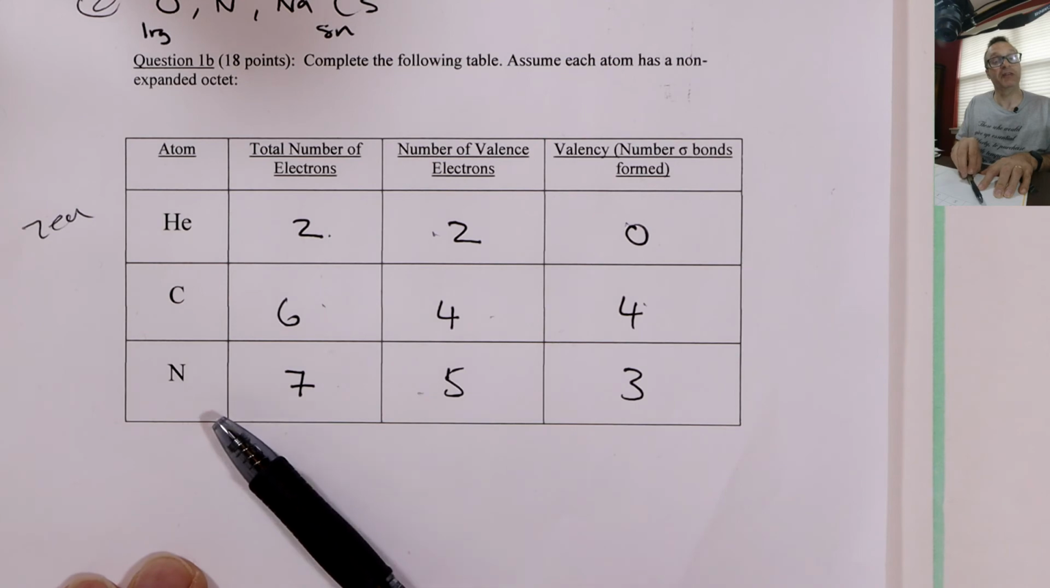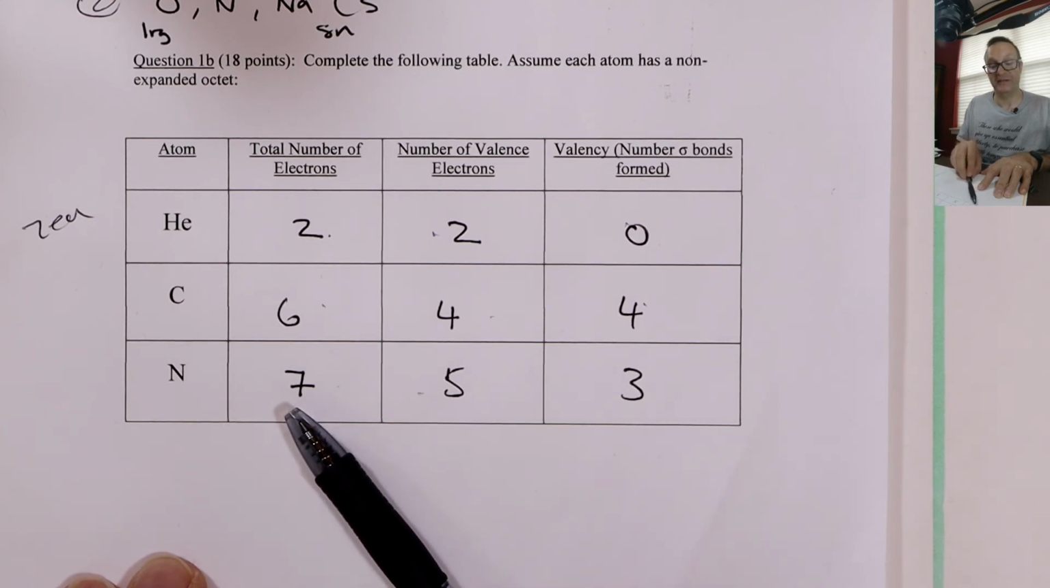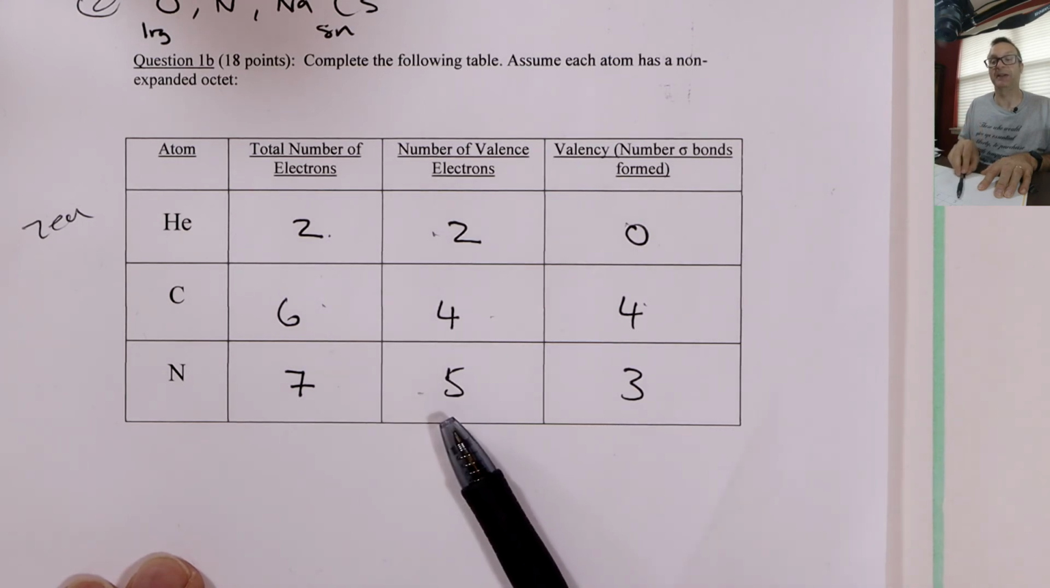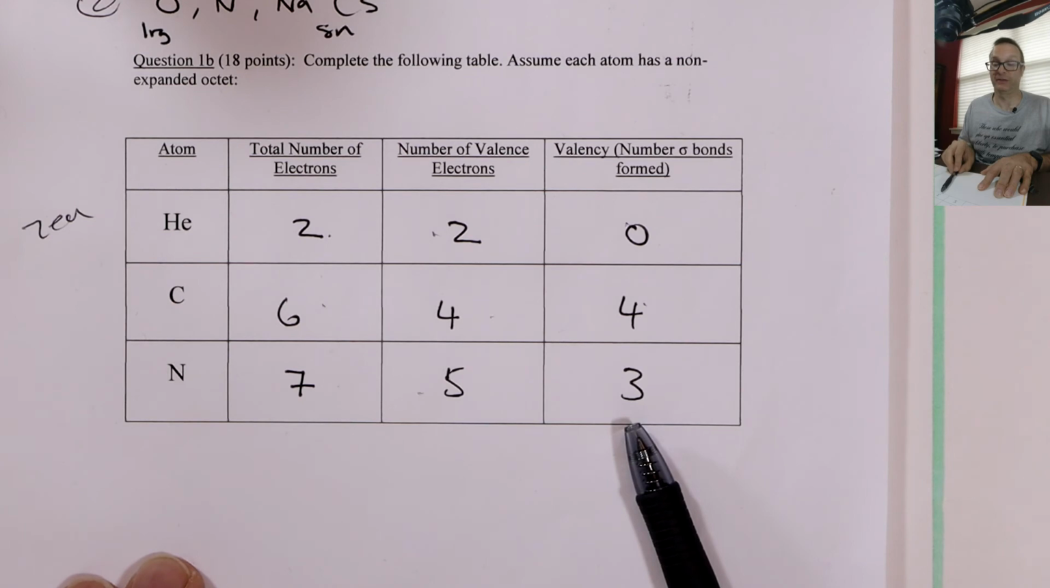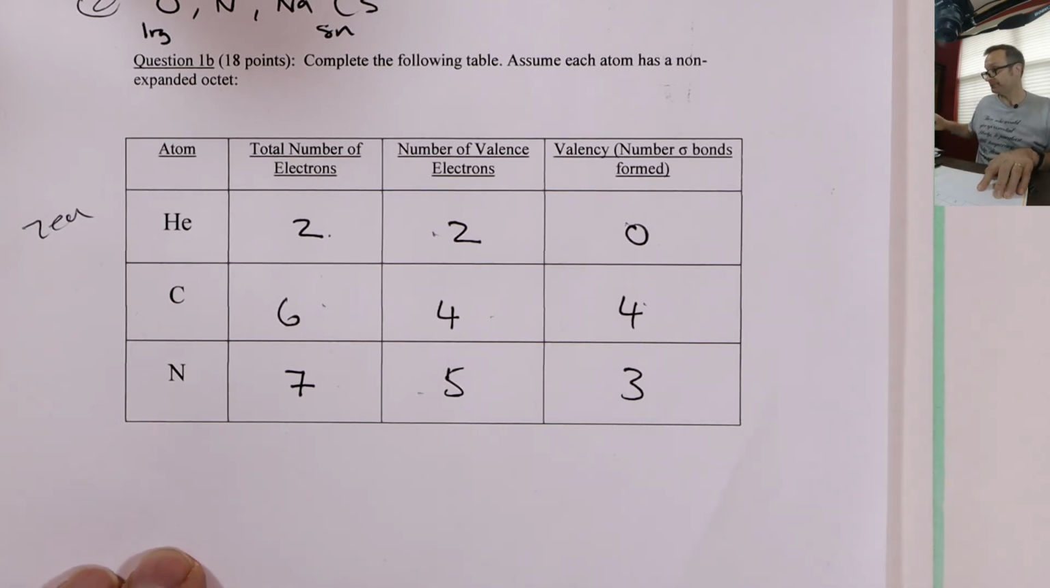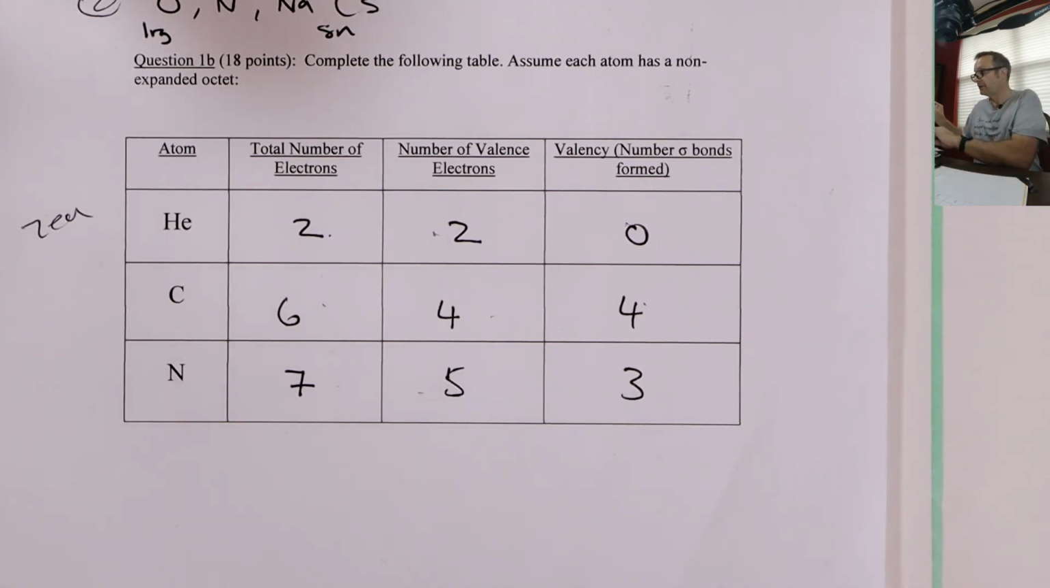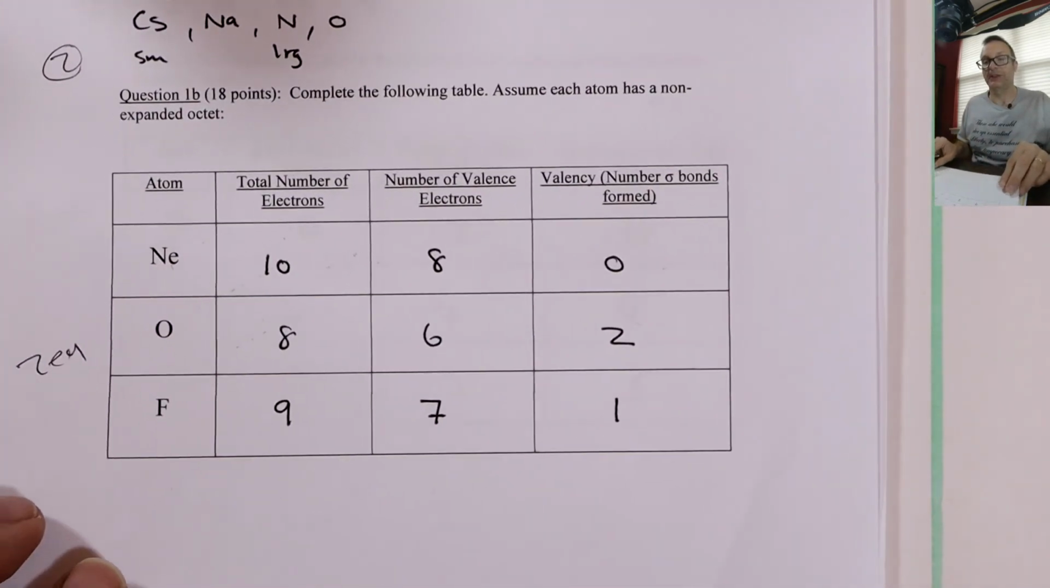Okay. Nitrogen, an interesting one. Element number 7, right? So there's 7 electrons total, 2 on the inside, 5 on the outside, so 5 valence. And then, hey, there's a pair and 3 singles, so it makes 3 bonds, right? Okay. Now the other one, change it up just a little bit.